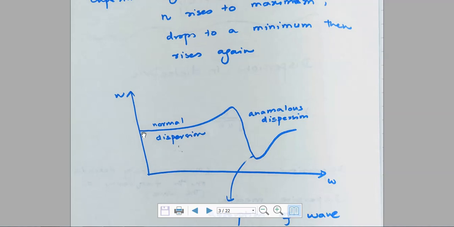When frequencies of the waves are low, we will have normal dispersion in which the refractive index is independent of frequency. But as the frequency increases, you can see that the refractive index rises to a maximum value, then drops to a minimum value, and then it rises again. This happens over a very narrow range of frequency, and this phenomenon is called anomalous dispersion.